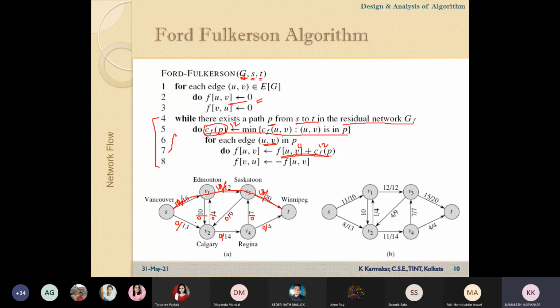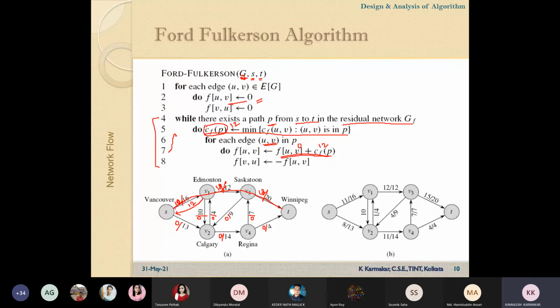Another thing is, in the opposite direction we are considering an edge here, and it is being marked as FVU as negative of FUV. So in the opposite direction the flow is minus 12, again minus 12 here, and again minus 12 here.